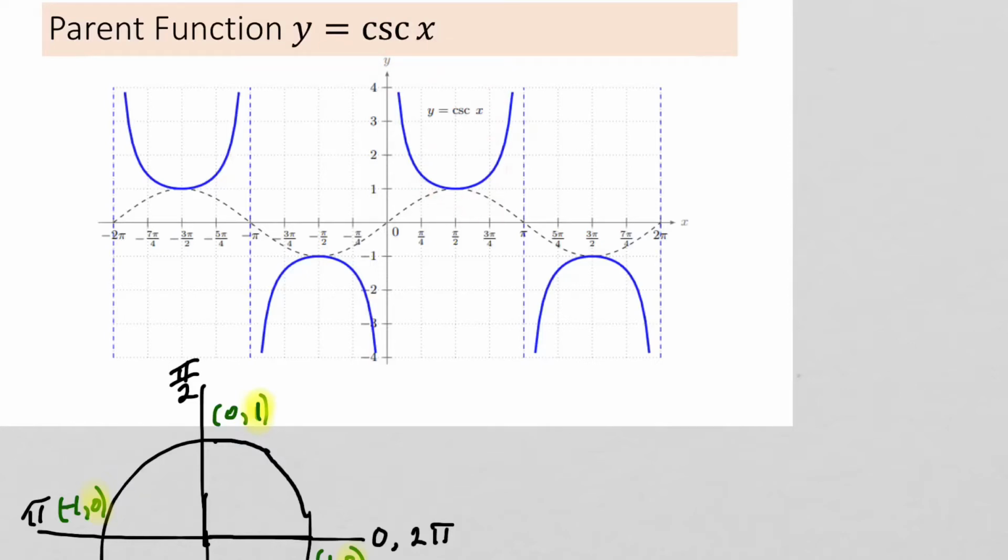So these are these blue pieces right here. These all comprise the cosecant graph. The cosecant graph is also periodic and has a period of 2 pi. So we'll get to that in a minute.